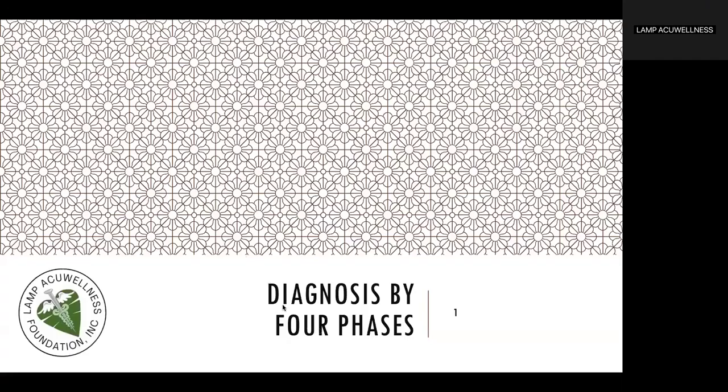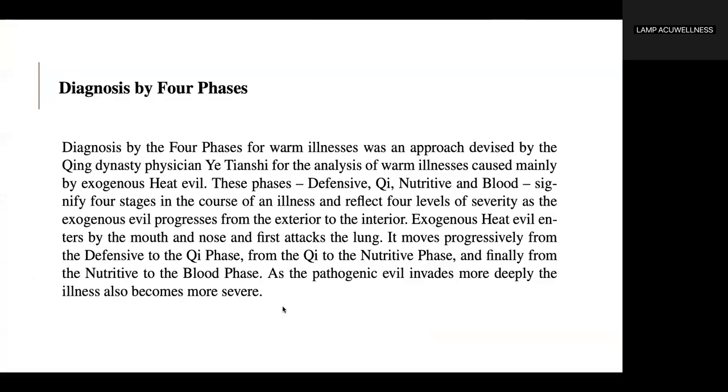Let's now discuss diagnosis by 4 phases. Diagnosis by the 4 phases for warm illnesses was an approach devised by the Qing dynasty physician Ye Tianshi for the analysis of warm illnesses caused mainly by exogenous heat evil. These phases, defensive, qi, nutritive, and blood, signify 4 stages in the course of an illness and reflect 4 levels of severity as the exogenous evil progresses from the exterior to the interior.